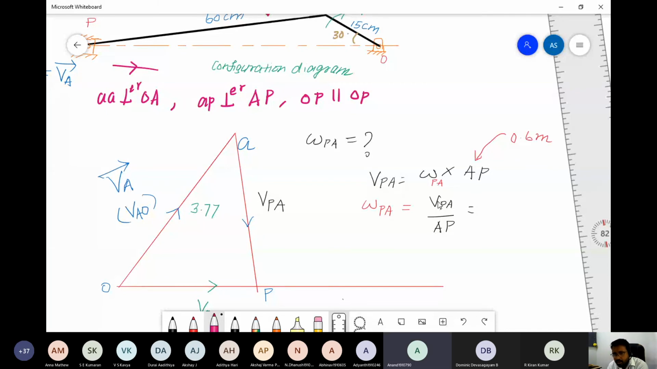Have you finished this? VPA value? No, sir. We'll use trigonometry, you can solve it. I'm getting 2.7 approximately. You can also verify it. 2.7 divided by AP. AP is 0.6. So what will you be getting for omega PA? 4.5 radian per second.